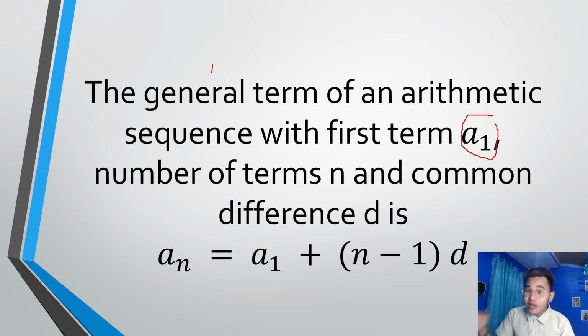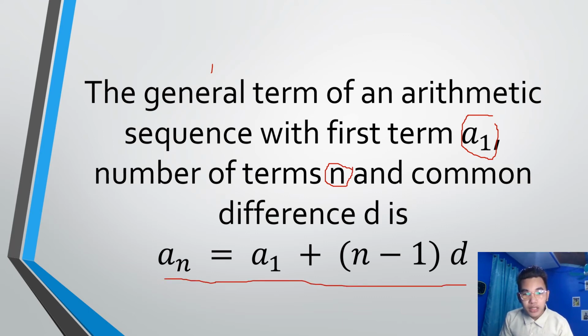So, a sub 1, kinaunhan nga sa sequence nga gauna. Si n is ikapila nga term, number of terms. For example, kung 4, kaupat sa sequence. So, a sub 4. And the common difference is d. So, muna siya ang general formula. You can copy, you can take note with the formula which is a sub n is equal to a sub 1 plus the quantity n minus 1 multiplied to d.